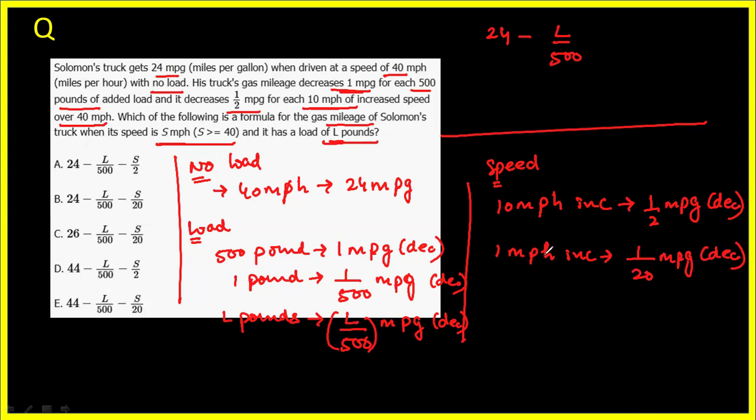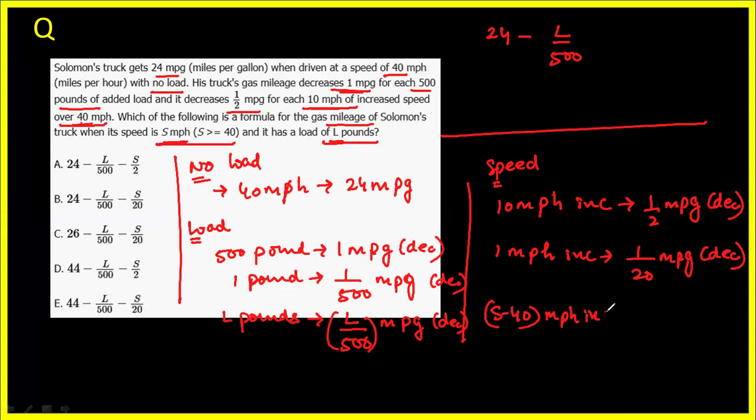Now, how much has the speed increased above 40? Forty is the speed which is given to you, right? How much above 40 is S? That means how much it got increased. It will be S minus 40, because 40 was the usual speed. The current speed is S miles per hour, which means it got increased above 40 by S minus 40 miles per hour. So for 1 mile per hour increase, the decrease is 1/20.